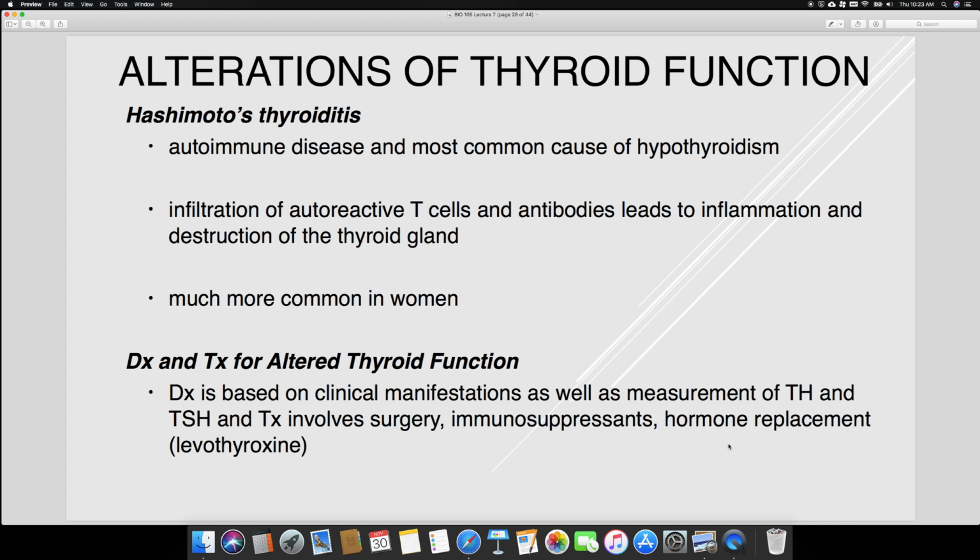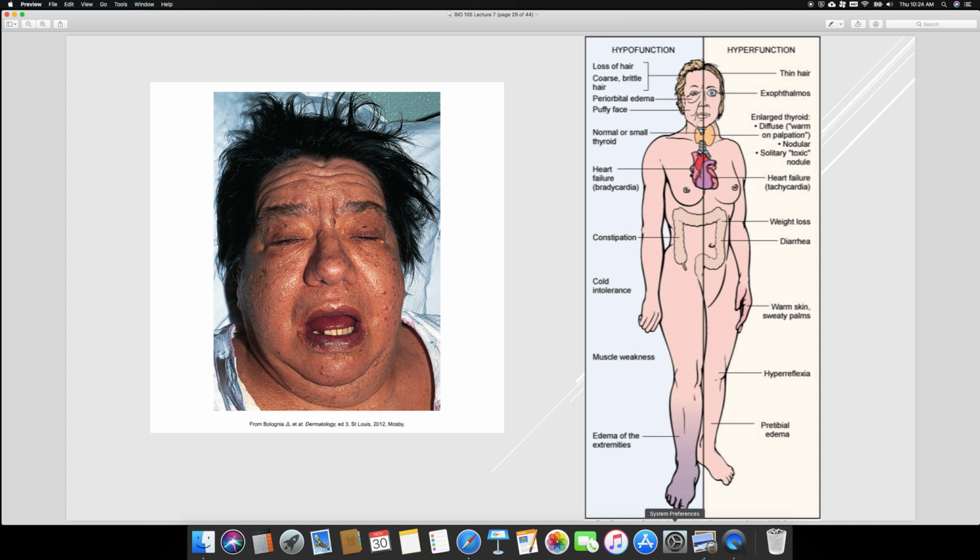So diagnosis and treatment for altered thyroid function as a whole. So diagnosis, clinical manifestations, thyroid hormone level measurements, TSH measurements, treatment, surgery, possibly immunosuppressants, hormone replacement for hypothyroidism, thyroid hormone blockers for hyperthyroidism, a number of ways to treat it. And this is just showing clearly myxedema here, which is severe hypothyroidism. And then this is just a little comparison of hyperfunction versus hypofunction of the thyroid gland.